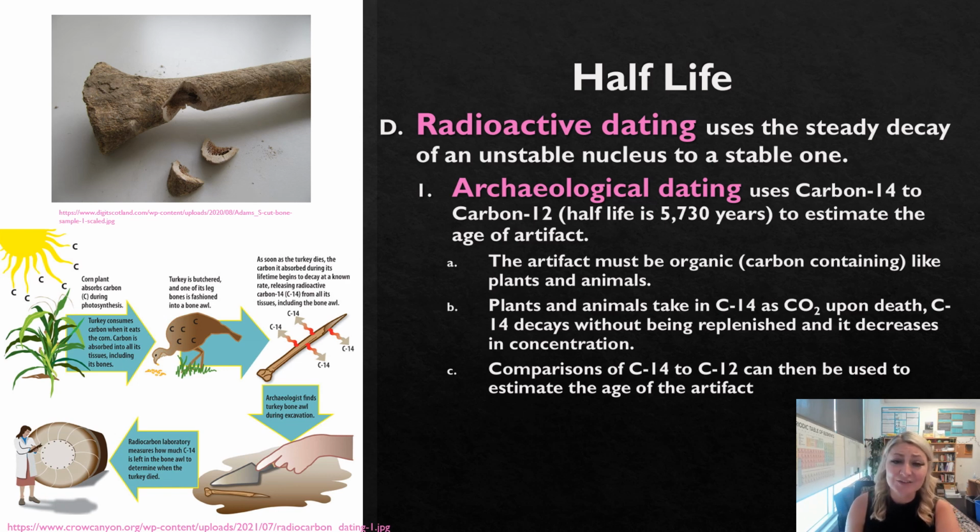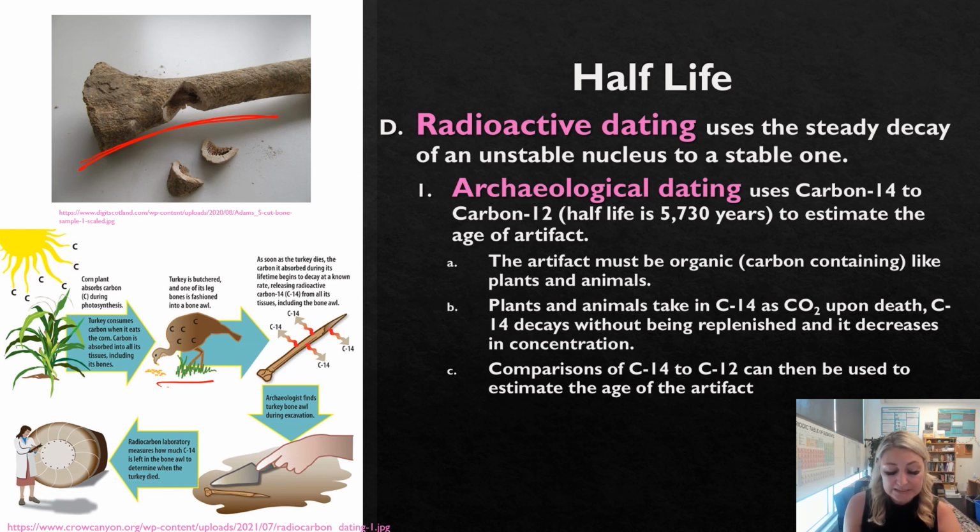And I love this little image down here. So this is our artifact that we're trying to age. So we know that plants are going to absorb carbon during photosynthesis. Our poor turkey that's going to have to die, or we can't age it, is going to take in that plant material. So it's taking in carbon-14 its entire life until it dies, and then it stops taking it in. Evidently, some human made a tool out of his leg bone.